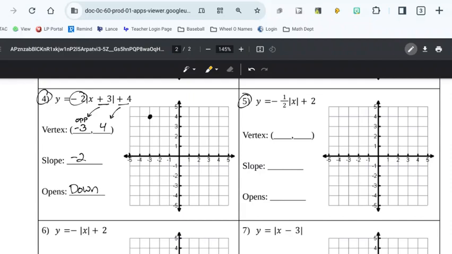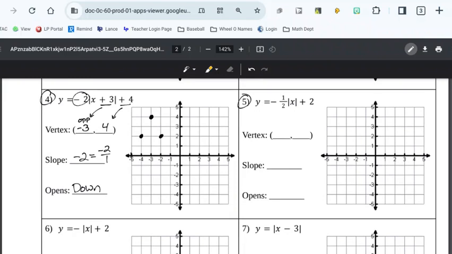And now we're going to go ahead and plot our slope, which is -2 over 1. So we go down 2 to the right 1. And to complete that V shape, we're going to go down 2 and then left 1. Right? It has to be symmetrical. It's a V-shaped graph. And now take our student IDs or a straight edge, and we go ahead and we draw on our lines. Don't forget your arrows. All right, let's go ahead and take a look at number 5.